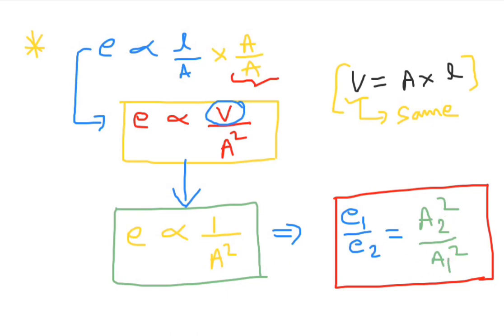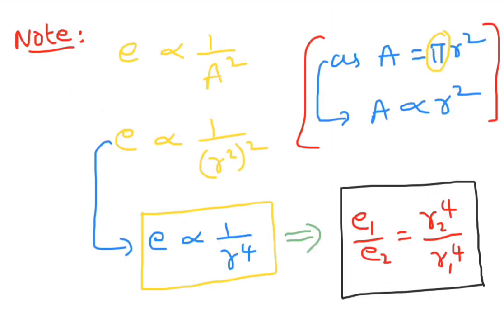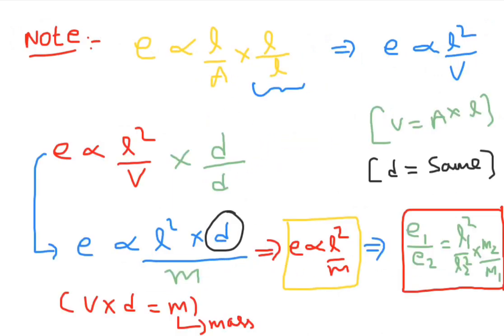Next, here A is nothing but pi r square. Pi is constant, so A is proportional to r square. So in the place of A, r square, so r square whole square. E is proportional to 1 by r to the power 4. This expression we got. After that, E is proportional to L by A. Numerator and denominator we multiply by L, so L square by volume.